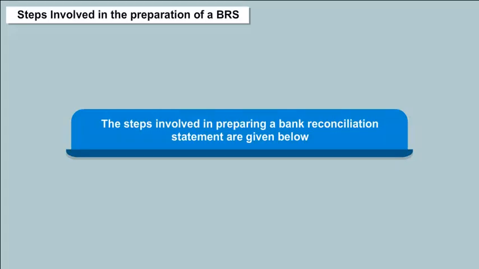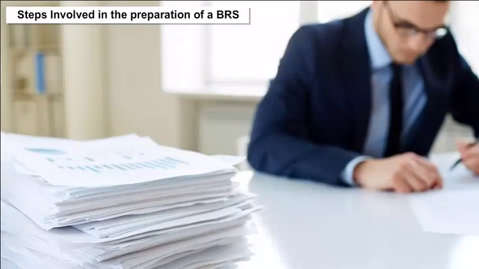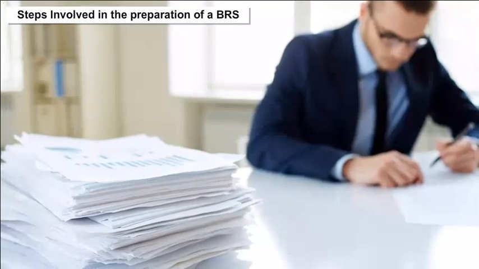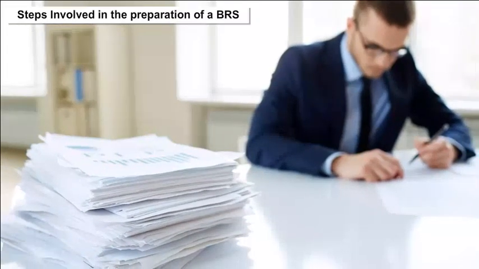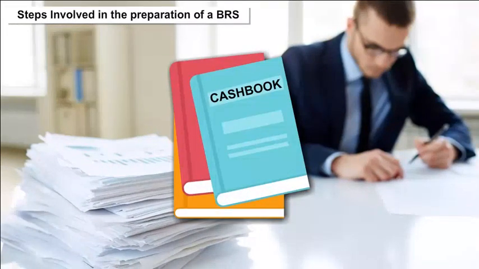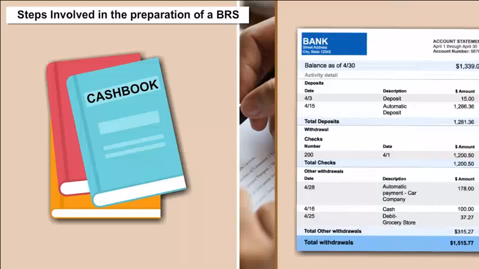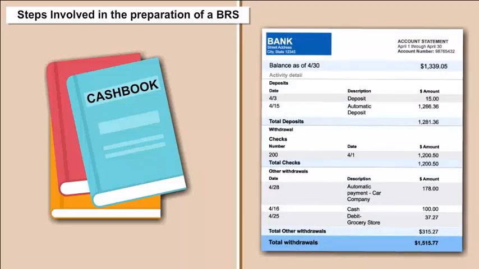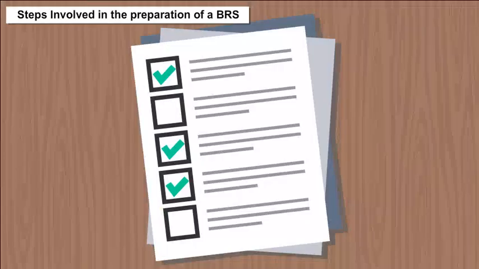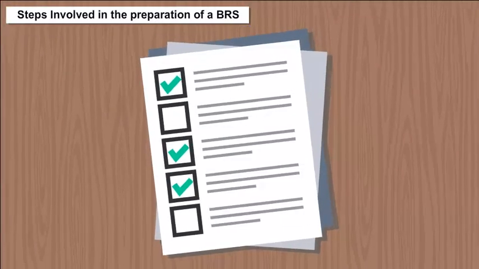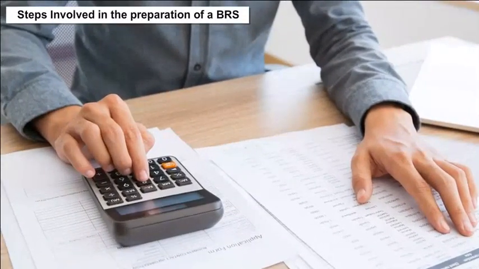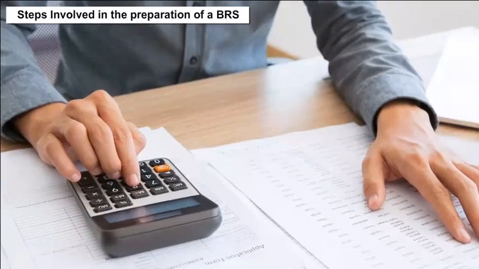The steps involved in preparing a bank reconciliation statement are given below. When the bookkeeper receives the bank statement, he has to first check all the entries in the cash book for that period against the bank statement. All items appearing in both the cash book and the bank statement will be ticked or check-marked. For items that are not ticked, the bookkeeper needs to know the nature and detail of each item.